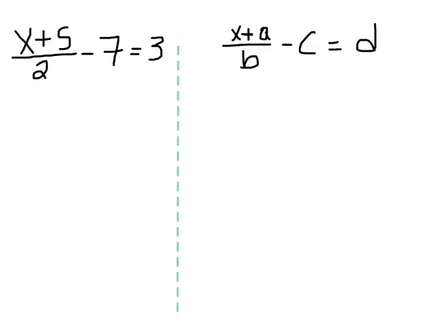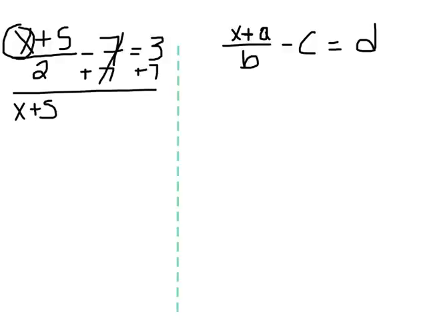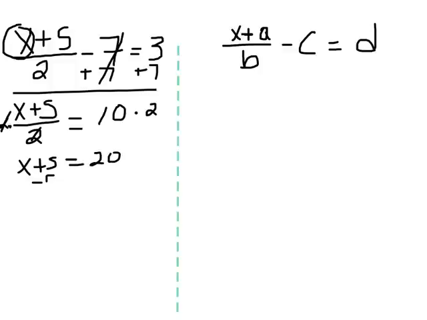Same thing. Let's talk about what's happening to x. It's adding 5, divided by 2, and subtracting 7. So let's do that in reverse order. I'm going to add 7. We'll be left with x plus 5 over 2 equals 10. Now it's divided by 2, so I'm going to multiply by 2. Cancels. X plus 5 equals 20. And then subtract 5. X equals 15.